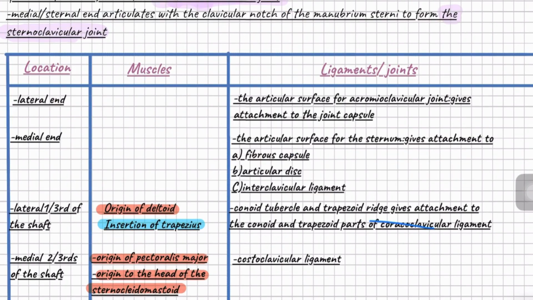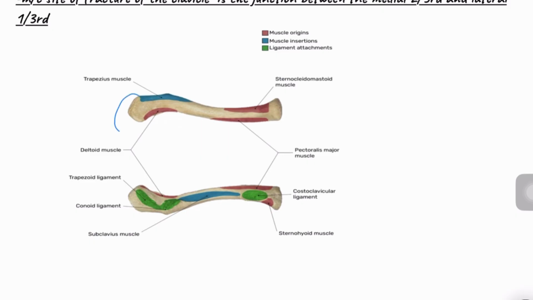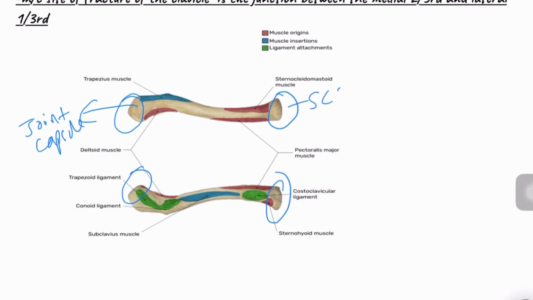Now we are moving toward attachments. We will divide the parts into the lateral end, medial end, lateral 1/3 part of the shaft and the medial 2/3 part of the shaft. This is the lateral end. It is the articular surface for the acromioclavicular joint, so it gives attachment to the joint capsule. The medial end is the articular surface for the sternoclavicular joint, so it gives attachment to the fibrous capsule, articular disc and interclavicular ligament. So this is the attachment of the end parts.